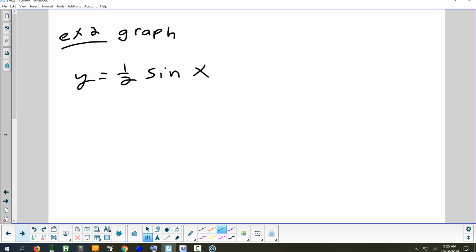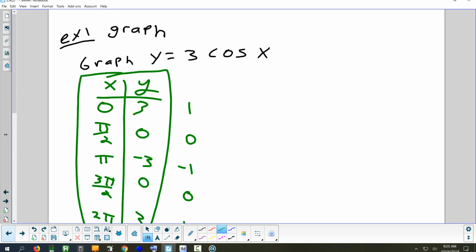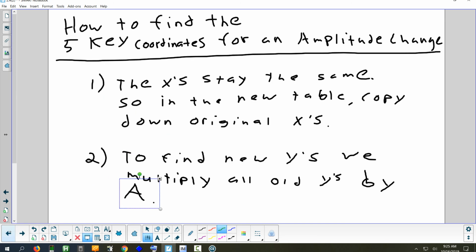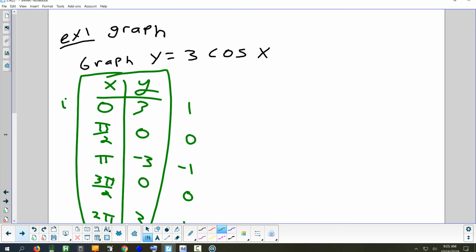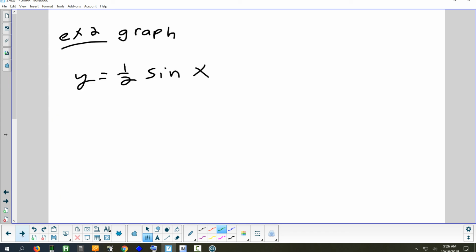Wait, are we going to go back to those 5 steps? Didn't you say there were like 5 steps to finding? Well, you're finding the coordinates. These are the 5 key coordinates. The reason we've got to find 5 is because of the curve. Like if we were just graphing lines, all you'd have to do is find 2. Done.